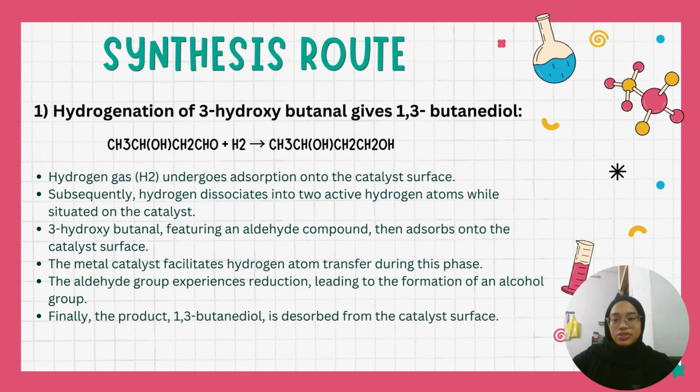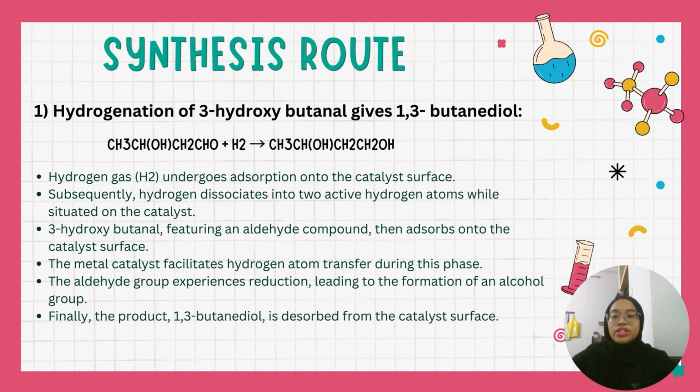Next is the synthesis route. First, hydrogenation of 3-hydroxybutanal gives 1,3-butanediol. The hydrogen gas undergoes adsorption onto the catalyst surface. Subsequently, hydrogen dissociates into two active hydrogen atoms while situated on the catalyst. The 3-hydroxybutanal, featuring an aldehyde group, adsorbs onto the catalyst surface.